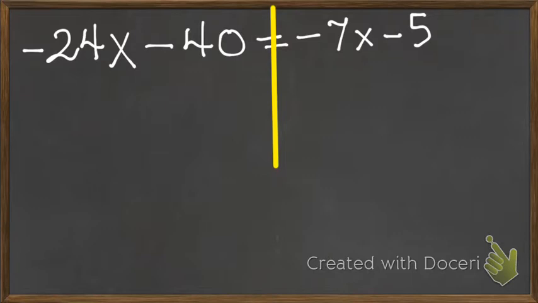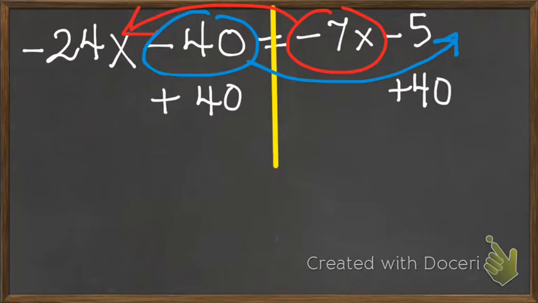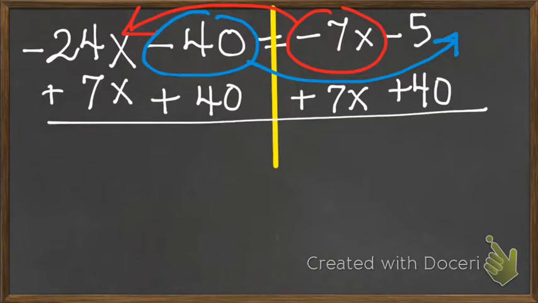So I'm going to move this negative 7x over to this side, and at the same time, I'm going to move this negative 40 over to the other side. But the question is, how do I do that? Okay, we're going to add the 40 to both sides. And then we're going to add the 7x to both sides. Make sure that you line up the terms that are like. And then we're going to draw a line and combine the like terms together.